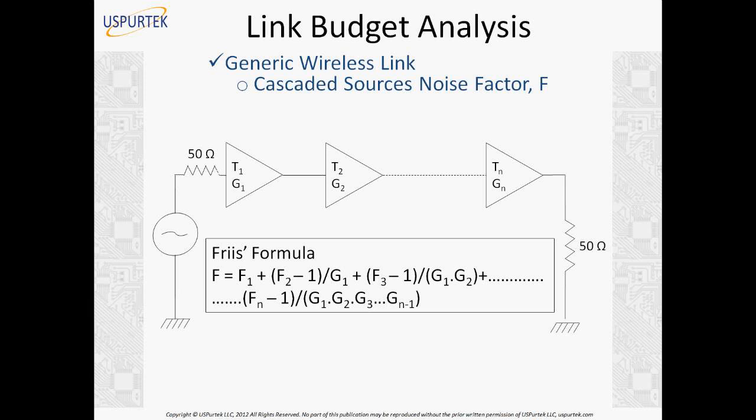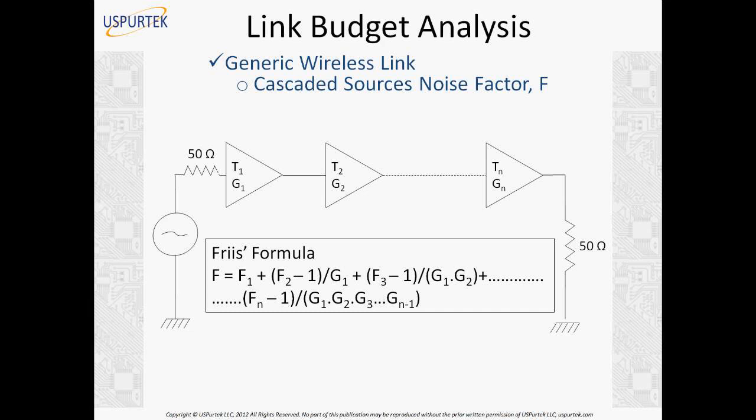Each of these amplifiers will have their own gains and their own noise temperatures, and this Friis formula here defines how we calculate the noise factor of the whole chain. It looks very complex from the picture, but you don't need to go into the full detail of this.